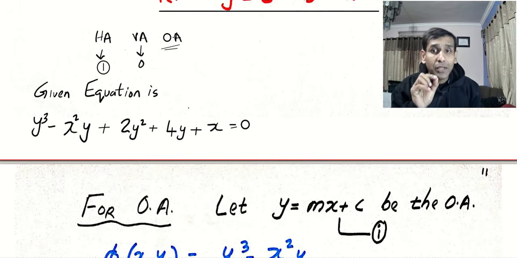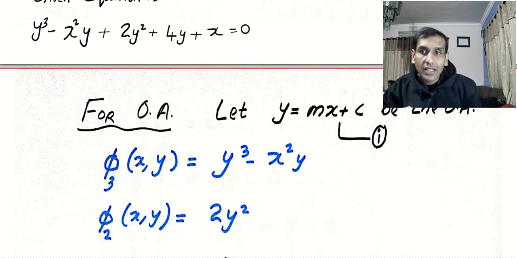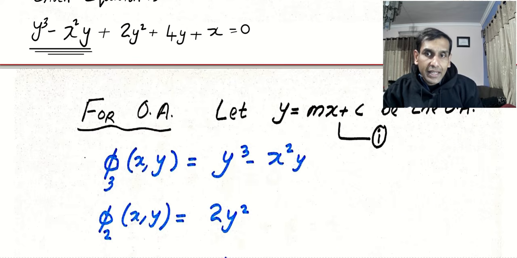Once more, let me remind you, I'm not teaching you the logic. I'm giving you the working rule. So for that, what we do is we will write the terms of degree 3 as phi 3. Can you see? Terms with degree 3. If you want, I'll color it for you. This one. Degree 3, degree 3.